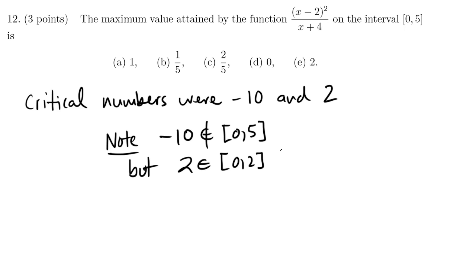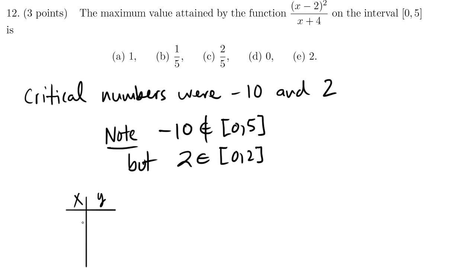So that means we're going to keep 2, but we're going to forget about negative 10 when we do our little table of values here, okay? So when we do our XY table of values, we're going to put the endpoints that we're working on, which are 0 and 5, as well as the single critical number here, which lies in the interval that we're working on. So this question will be quick. We just need to find these 3 y values. The biggest number there will be our maximum.